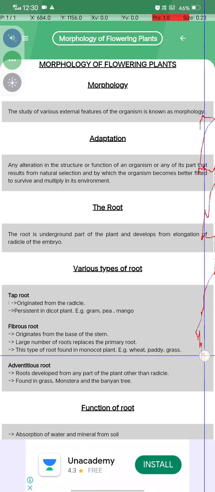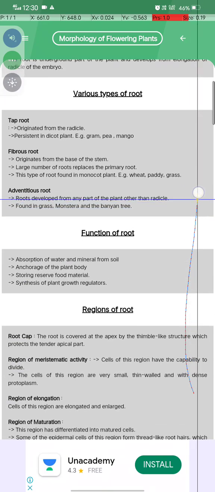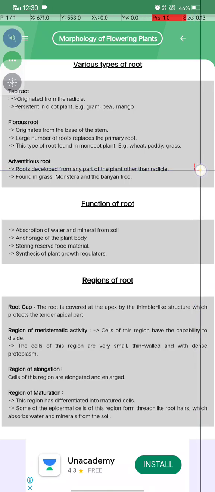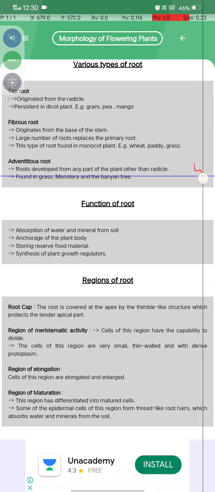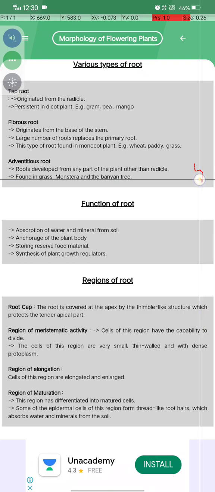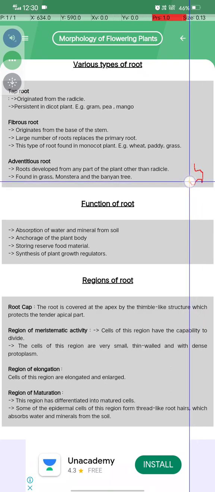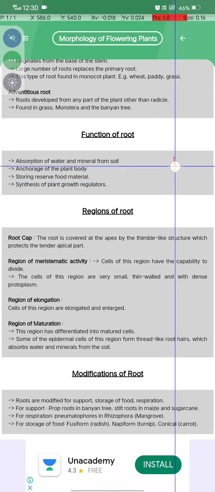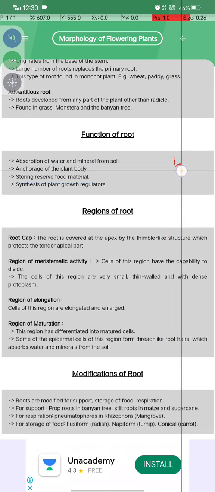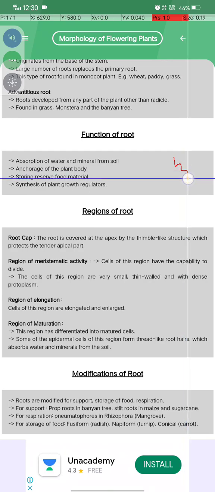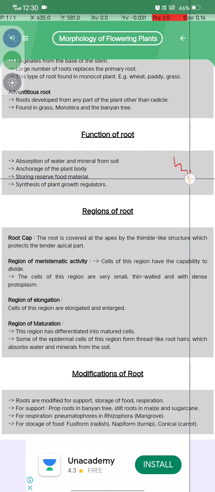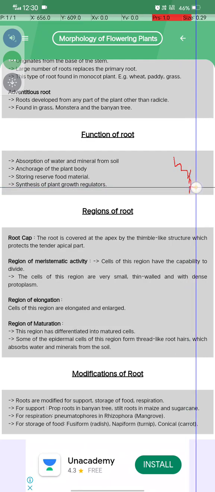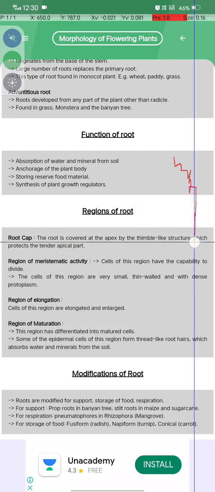Example: wheat, paddy, grass. Adventitious root क्या होता है? The root developed from any part of the plant other than the radicle, found in grass, monstera and banyan tree. Function of root: absorption of water and minerals from the soil, anchorage of the plant body, storing food material, and synthesis of plant growth regulators. The regions of the root and root cap.